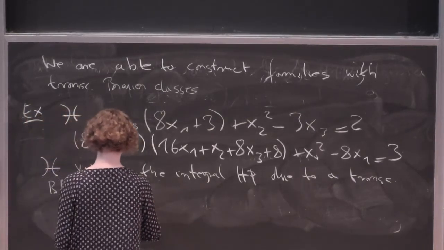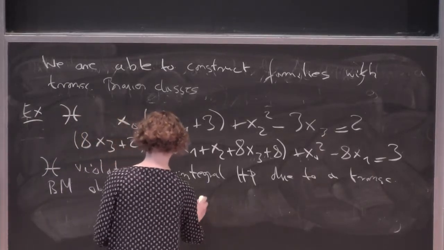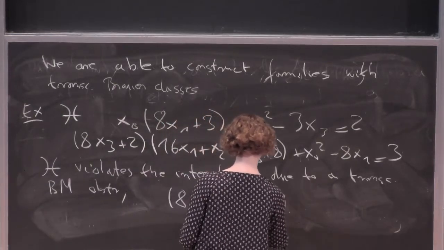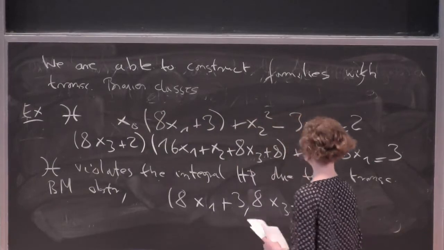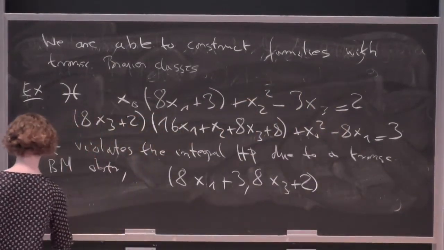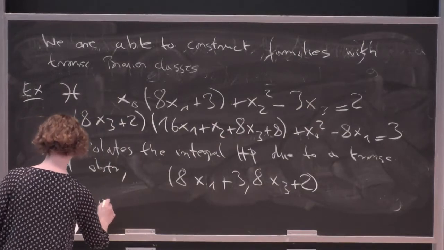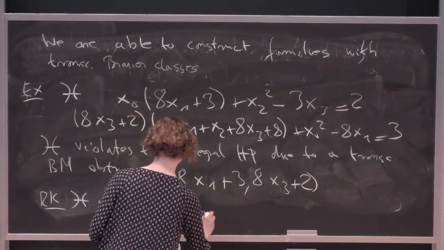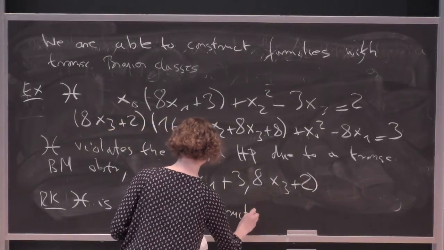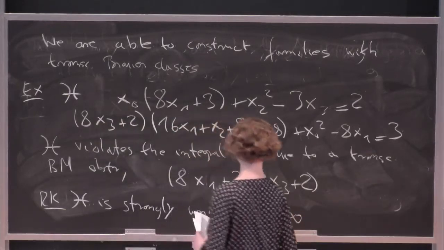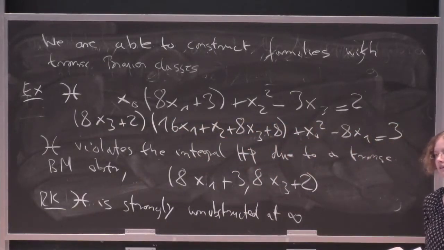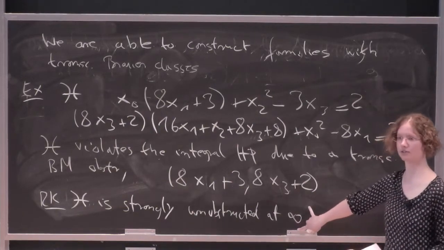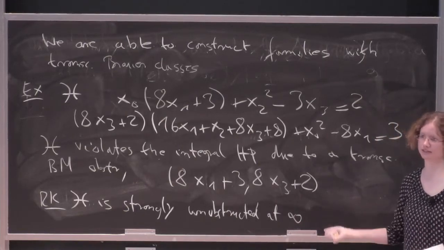And the Brauer class is given by, again, a quaternion algebra, where the function field looks like 8x1 plus 3 and 8x3 plus 2. And I also want to remark that this is strongly unobstructed at infinity, so there's no real reason why you wouldn't find an integral point on this. We don't know of an elementary proof. Maybe there is, but we don't know. This unobstructedness rules out that such an elementary proof at a real place works.